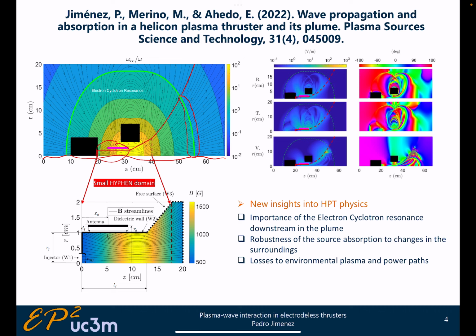So what we have shown in this work, that was not reported before, is that this electron cyclotron resonance surface is an excellent confiner of the electromagnetic power. In these plots here you can see the phase. You can imagine a wave traveling from the source, so you can see the wave fronts. And what we see is that the electromagnetic power is not able to reach downstream of the electron cyclotron resonance, which is a nice result that we got from this work.